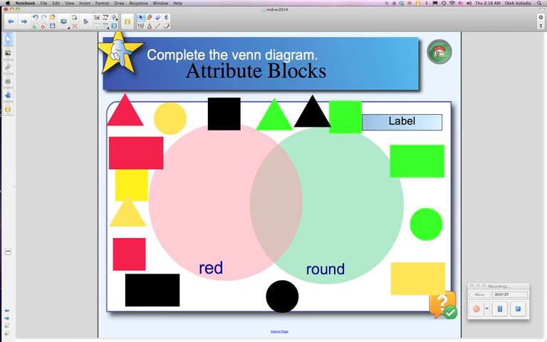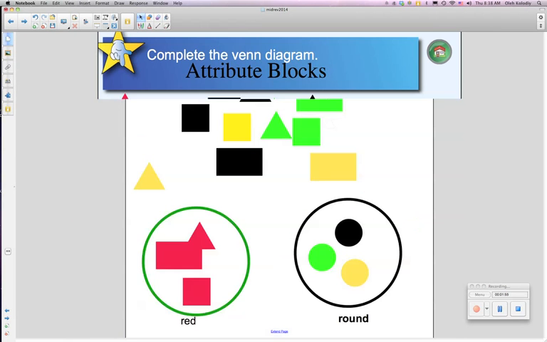Here's a particular case where we have red and round as we did before, and which things will fall right in the center. The things that fall into the center, into this part, have to have both attributes, both be red and round. This is called Venn diagrams. So red and round, I don't have any here, but in regular attribute blocks you could have some both red and round blocks.